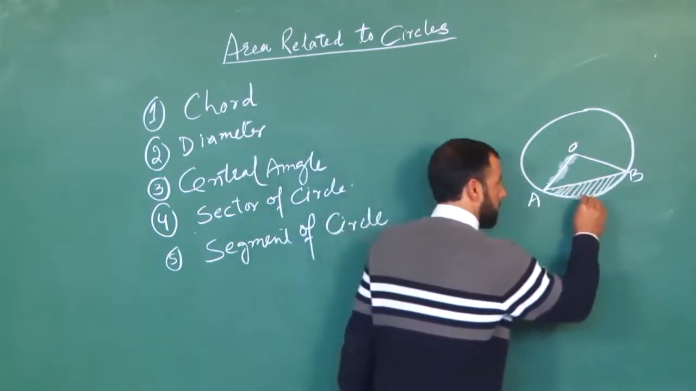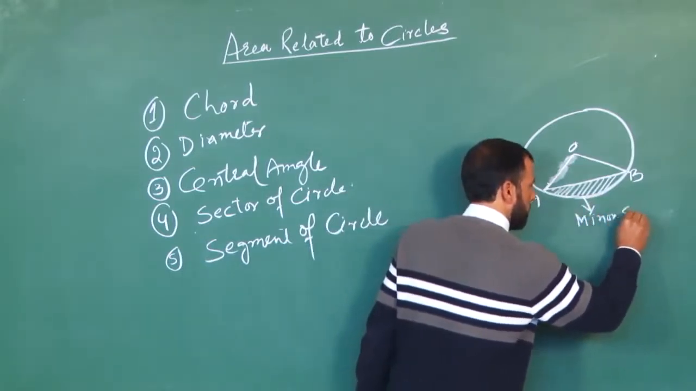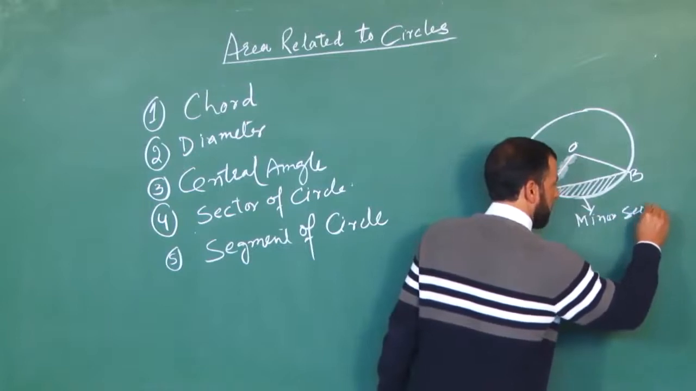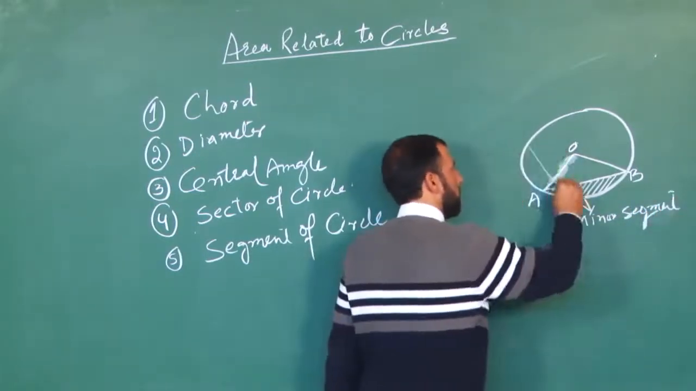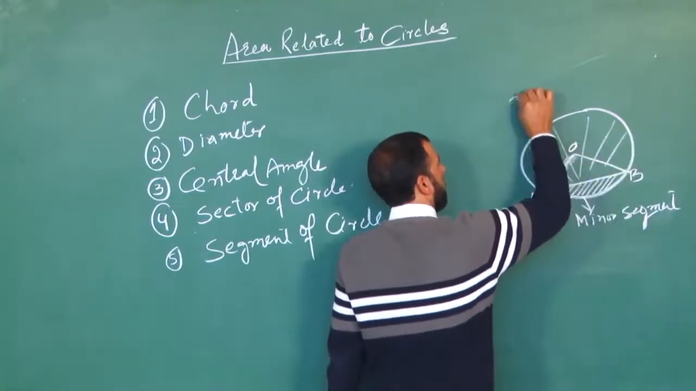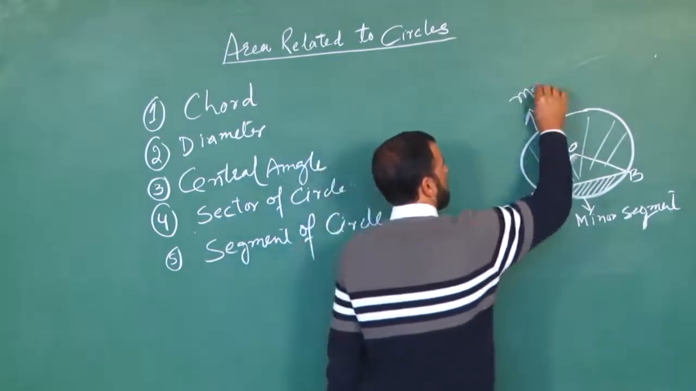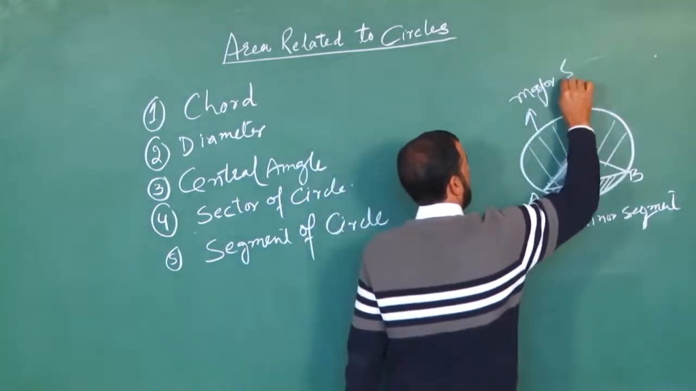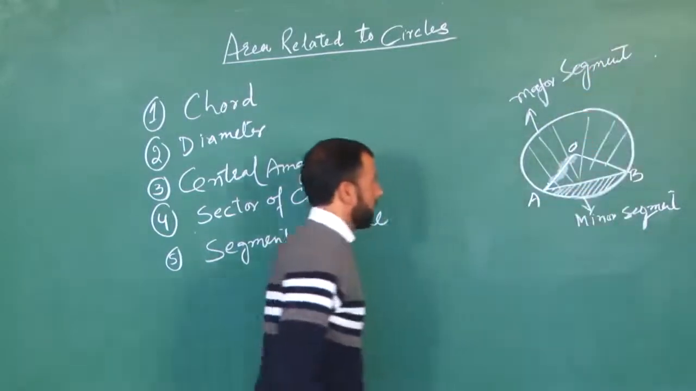This segment is the minor segment of a circle. And this whole part is known as the major segment. This is the major segment of a circle.